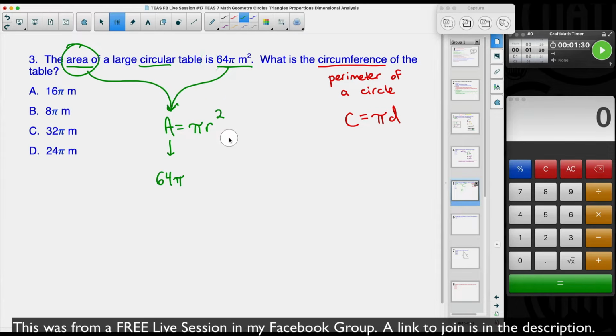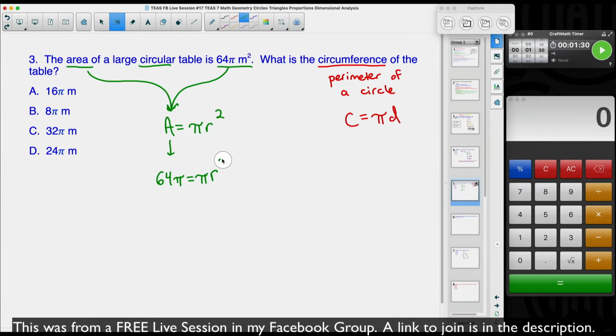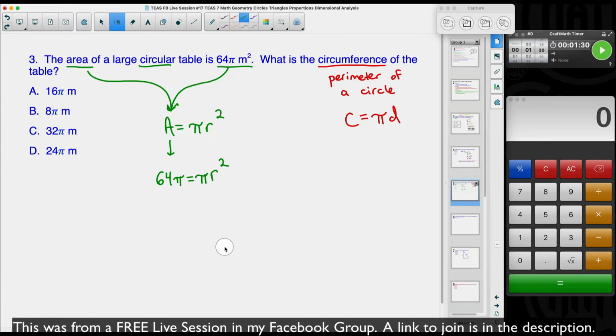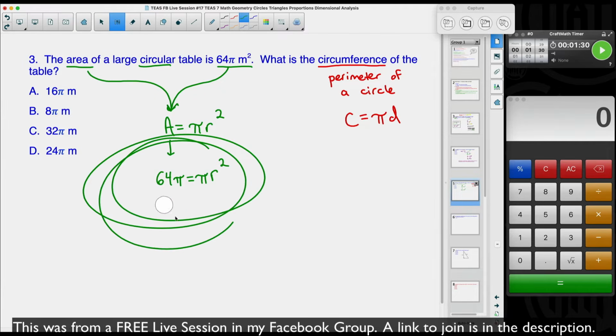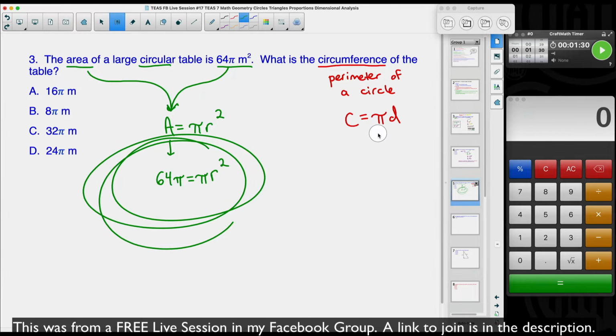So we're actually going to do just a little bit of algebra. We need to solve this equation. Let me bring down my formula. Area equals pi r squared. And we need to solve this equation for the radius. And once we find the radius from here, we can use that or we can double it to get the diameter, and then we can answer our question. So it's like a multi-step geometry problem.